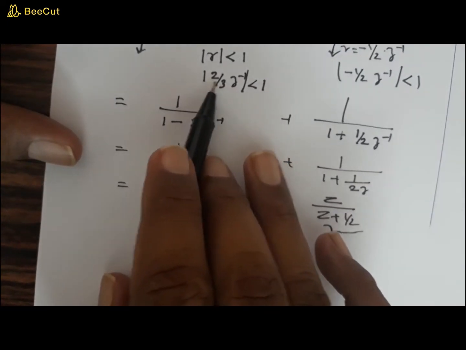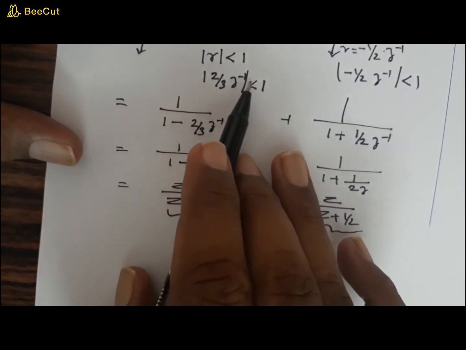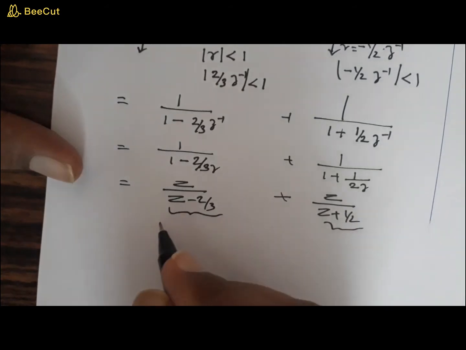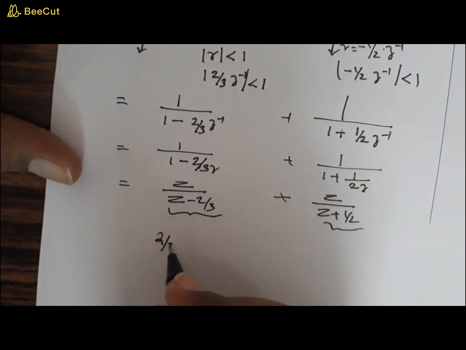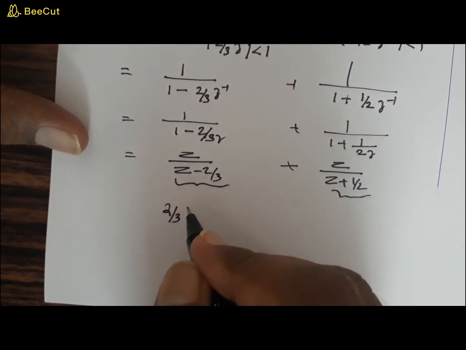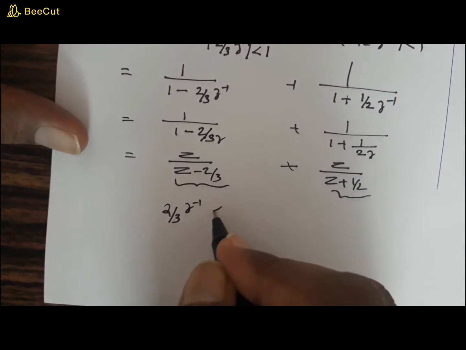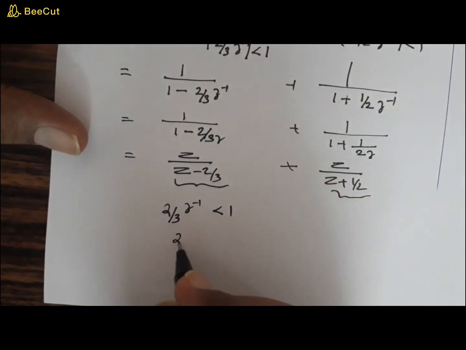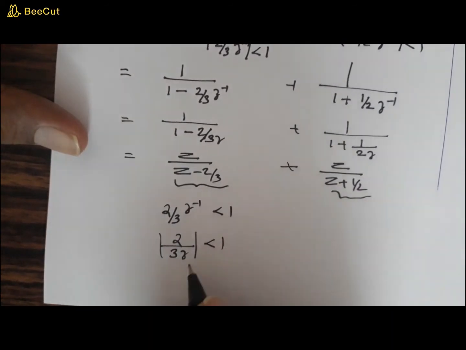That is, you have found one ROC to be 2 by 3 z raised to minus 1 less than 1. Let us see what it is. Modulus of 2 by 3 z raised to minus 1 is less than 1. What is the meaning of that? That is, 3z is less than 1, modulus 3z is less than 1. Or bringing this z, you can write like this: mod z is greater than 2 by 3.